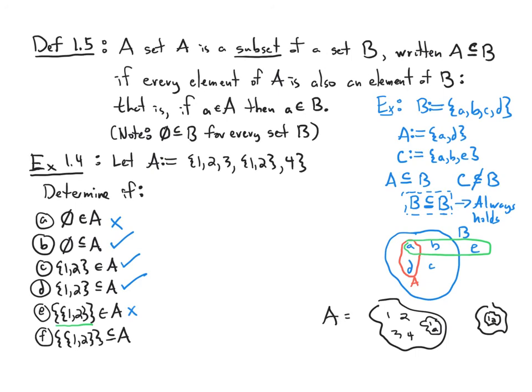All right. Well, is the set containing the set containing 1 and 2 a subset of A? Well, how many elements does this set have? It has exactly 1 element. It just has the set containing 1 and 2. That's the only element of this set. And I have to ask, is this, the set containing 1 and 2, an element of A? Let's check. Oh, look, here it is. So this is indeed a subset of A. So that one is true as well.